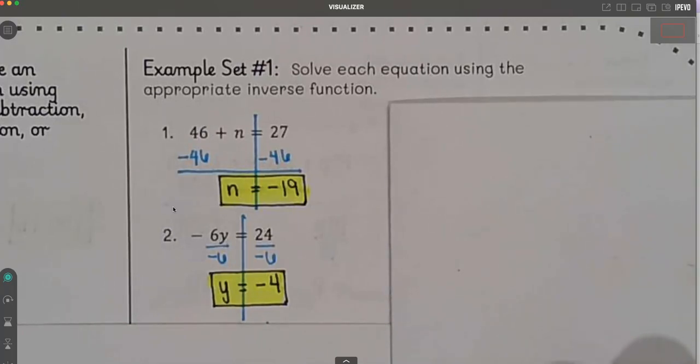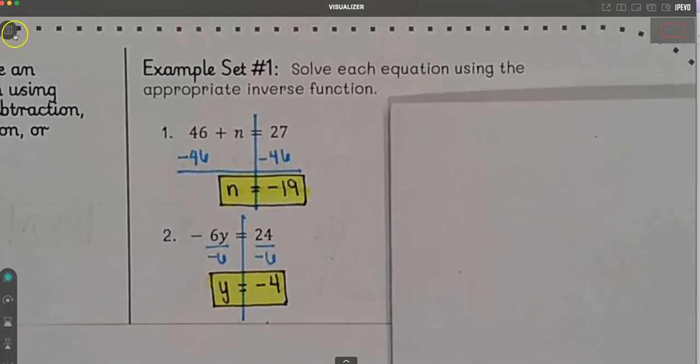Okay, please do numbers 3 through 8. And I'll give you 1 point for each one you get correct. I'll give you guys 4 minutes, and then I'll check to see where you are.